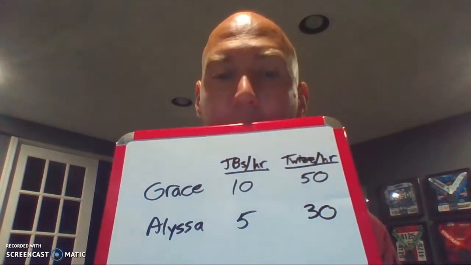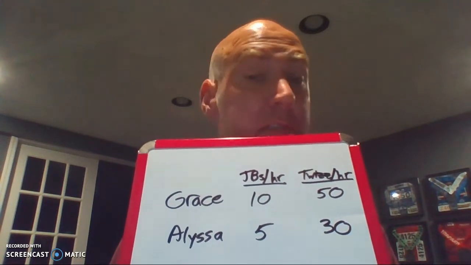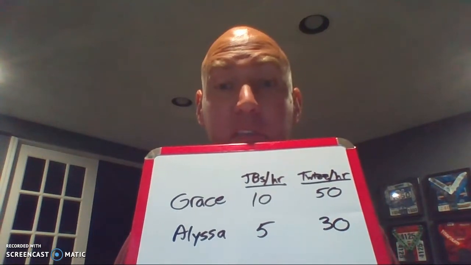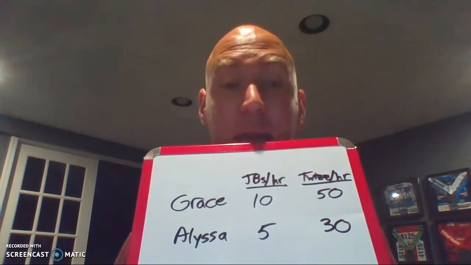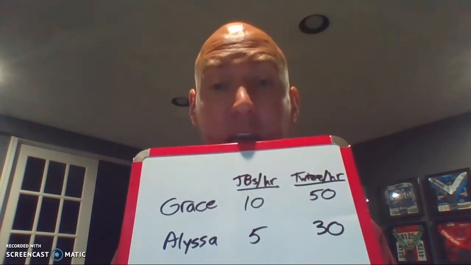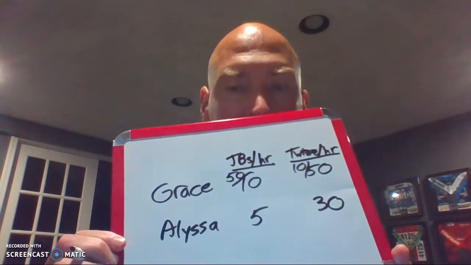A problem like that, Grace would have the absolute advantage, because with output absolute advantage, you're looking for bigger. Grace produces more jelly beans and Twizzlers, therefore she has the absolute advantage in both jelly beans and Twizzlers. For comparative advantage, output goes over. So 50 goes over 10, 10 goes over 50, like that. 30 goes over 5, 5 goes over 30.